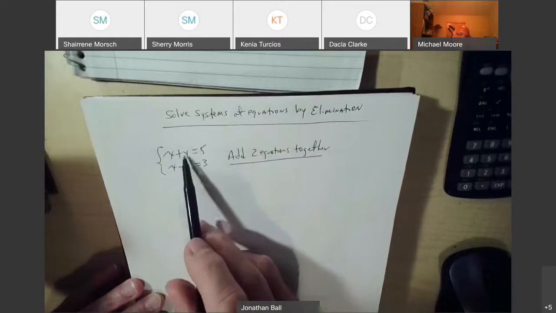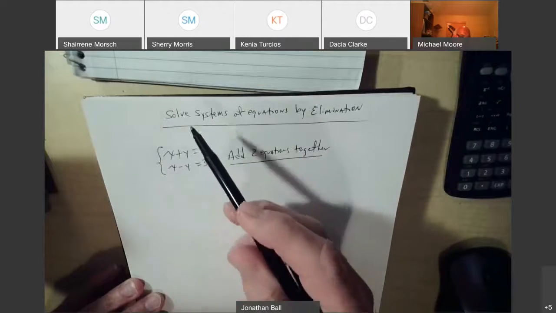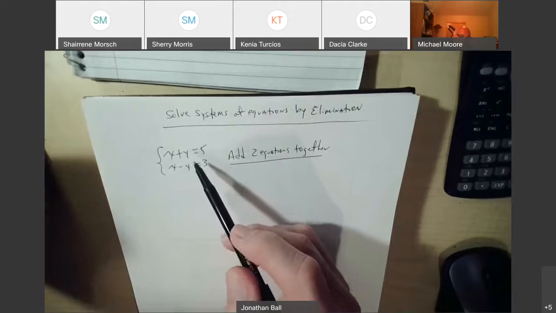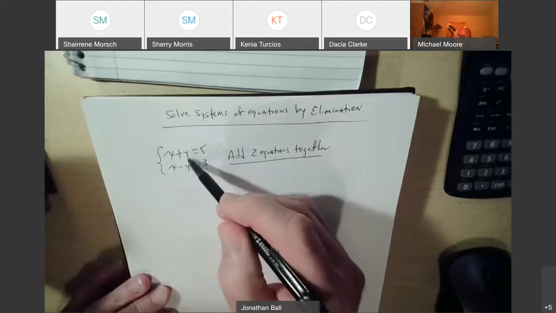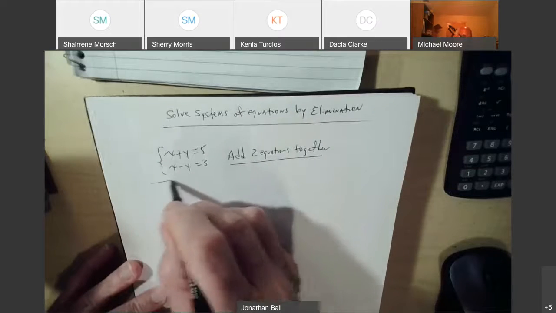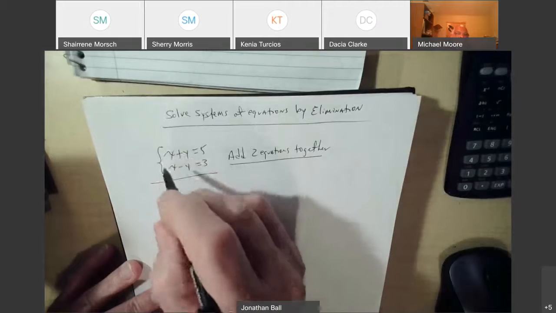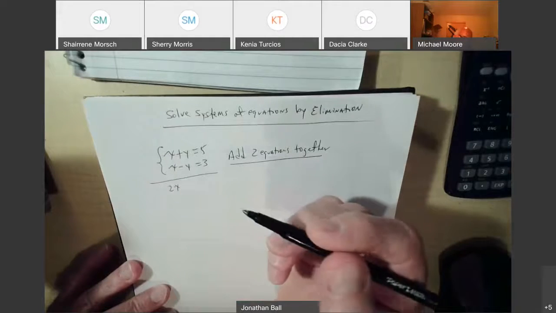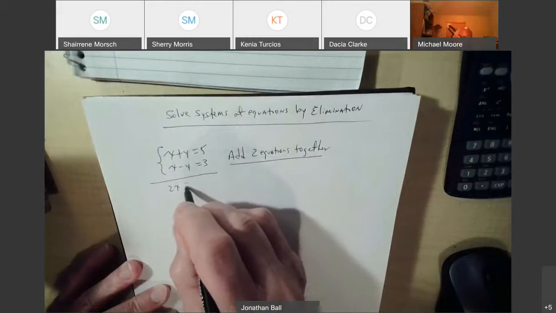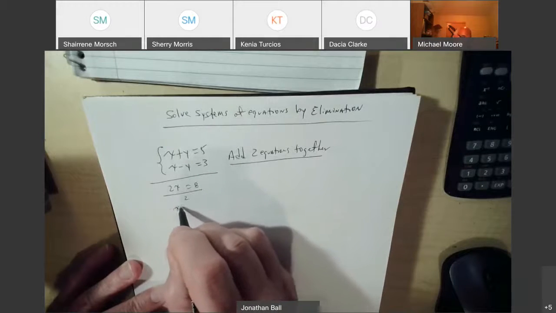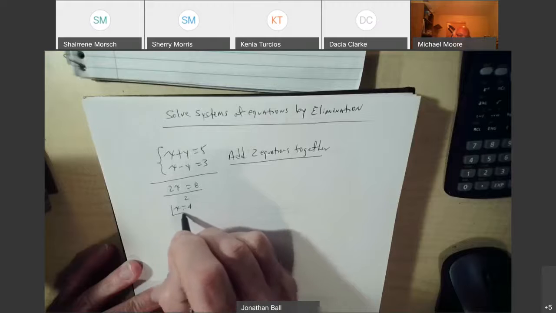Okay, now this one is already set up for us. If we have y minus y, what does that equal? 0. It's eliminated. We're going to add these two equations together. And we get x plus x is 2x. Y minus y is 0. It's gone. It's eliminated. Equals 8. Divided by 2, x is 4.